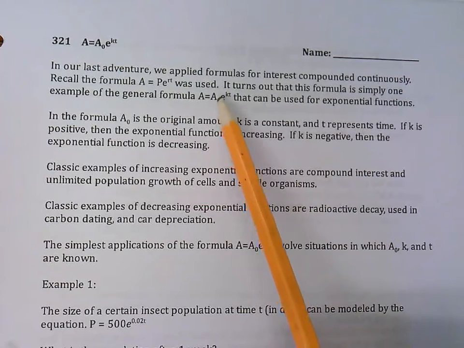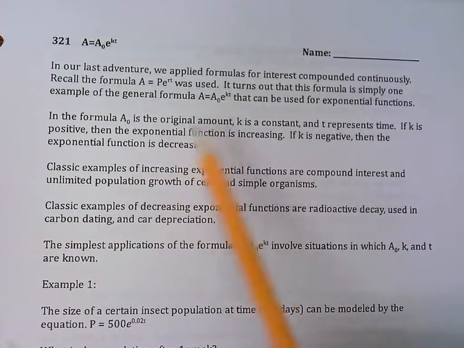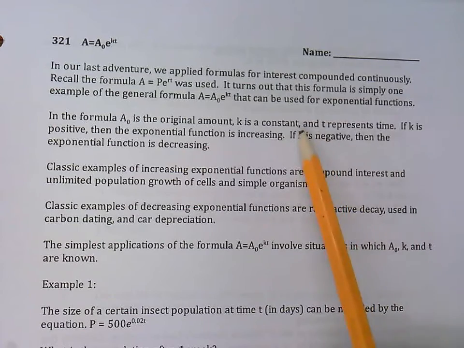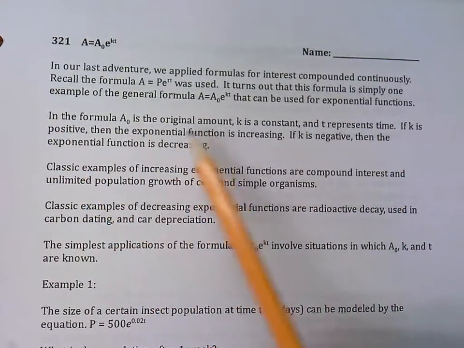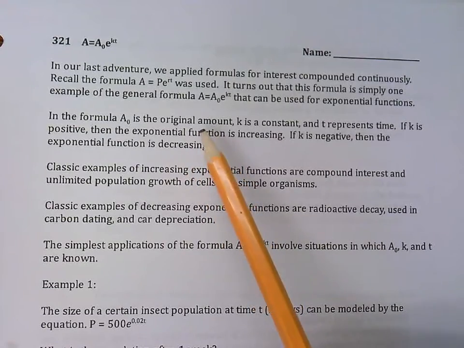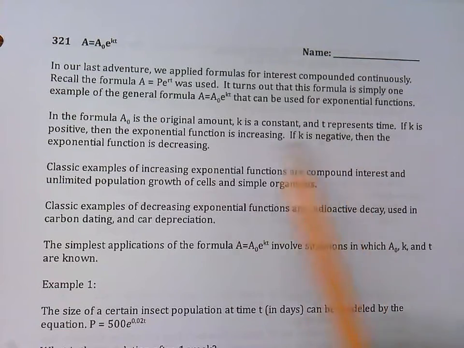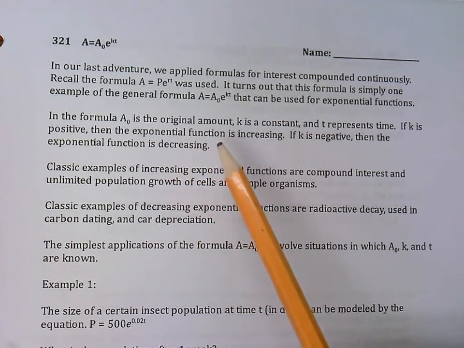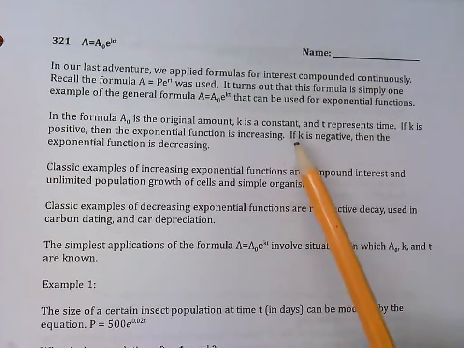So you've already done this, manipulating this equation. So this is just saying what I just said. A sub 0 is the original amount. K is constant. T is time. Oh, this is important. If K is positive, it'll be an increasing function. So population growth, K would be positive. If K is negative, it's decreasing. So radioactive decay or temperature going down, your K value is going to be negative.